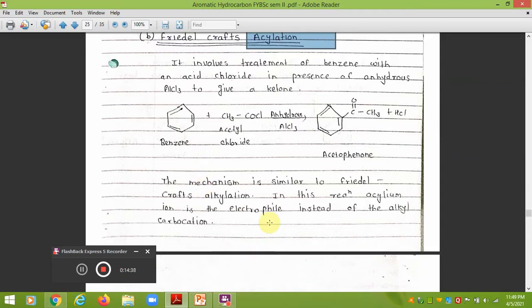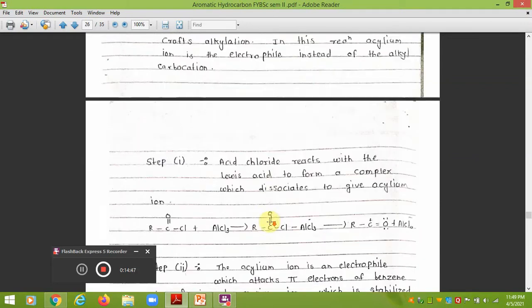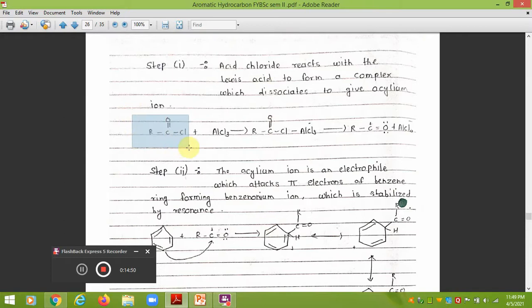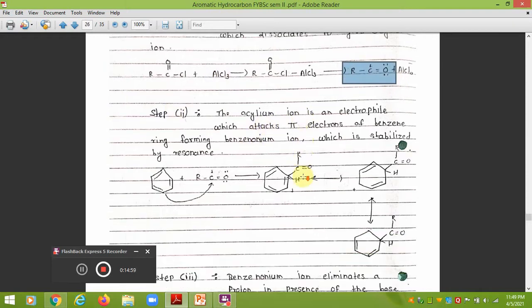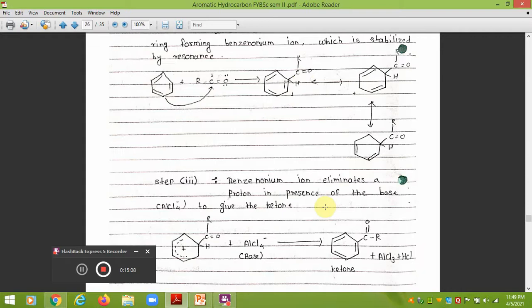This mechanism is similar to Friedel-Crafts alkylation, and in this reaction the acylium ion is the electrophile instead of the alkyl carbocation. So in this case, the acyl chloride reacts with the Lewis acid AlCl3, and it gives the formation of the electrophile, the acyl cation. This acylium ion reacts with benzene and forms a sigma bond with it, giving the benzenonium ion, which is stabilized by the resonance effect of the benzene, and in which the aromatic character is lost. This is again the slow step of the reaction.